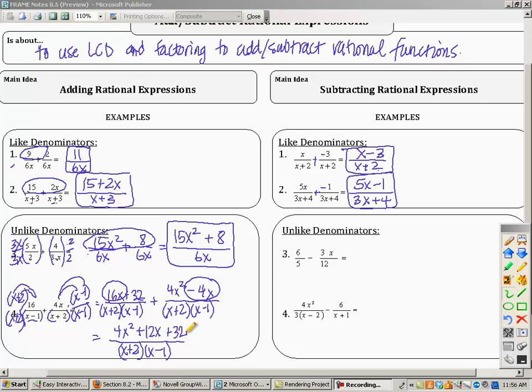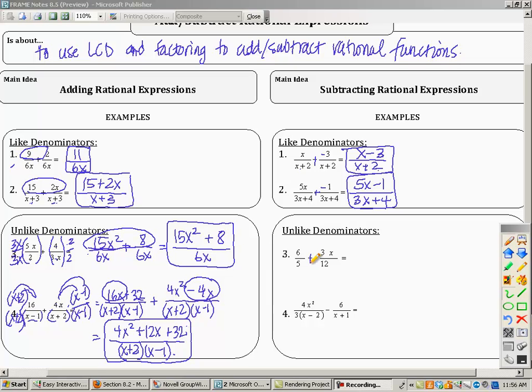Now, we could look at factoring some things out, but for right now, I'm going to have you leave it right here, and we're going to do some work with that a little bit later. But for right now, let's leave it here. Leave your denominator in factored form, but always FOIL out your numerator. Okay? Let's go to subtraction.